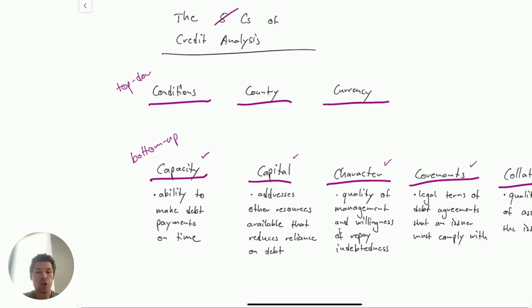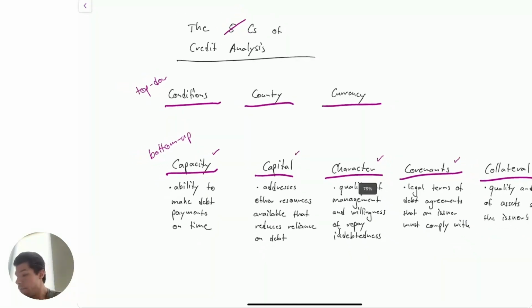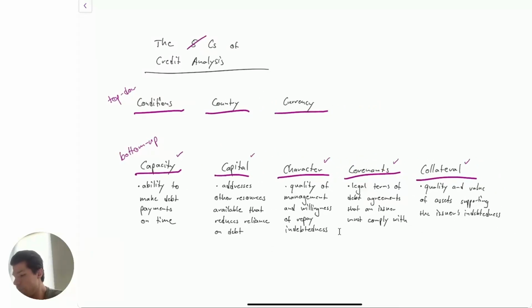And then the last one is currency, which affects those issuers whose cash flows are affected by exchange rate changes or who borrow in a currency outside of their own jurisdiction. Because of currency and exchange rate changes, this can affect your cash flow and your ability to pay down debt as well. So these are the 5 plus 3, the 8 C's of credit analysis.